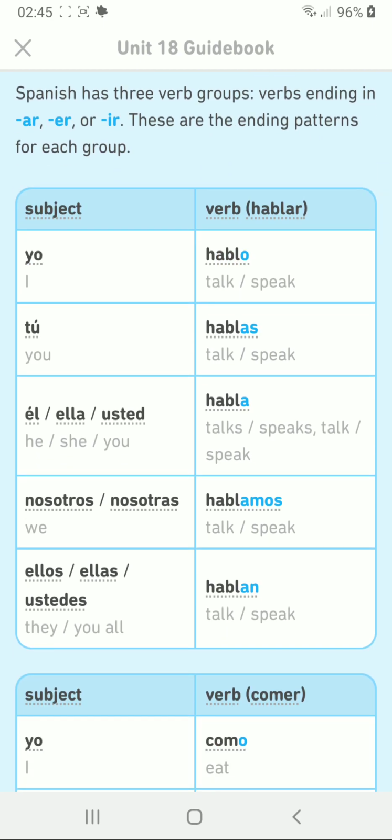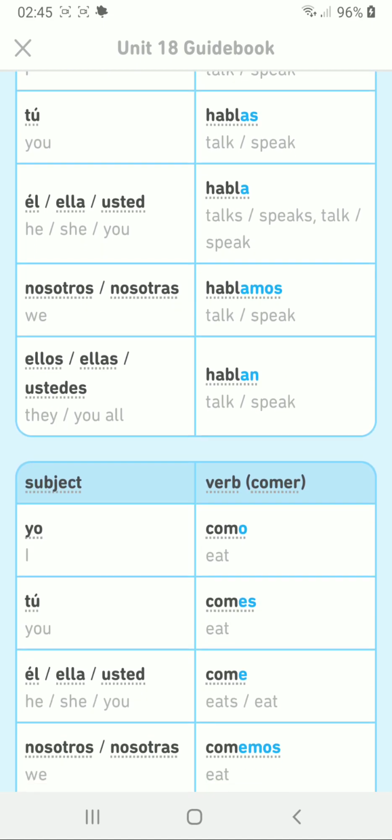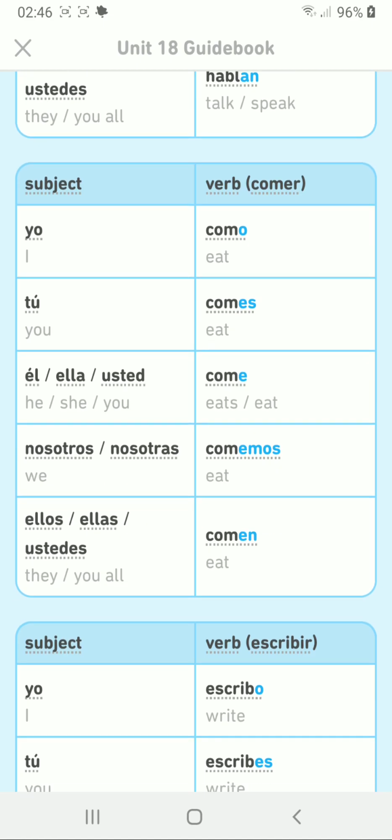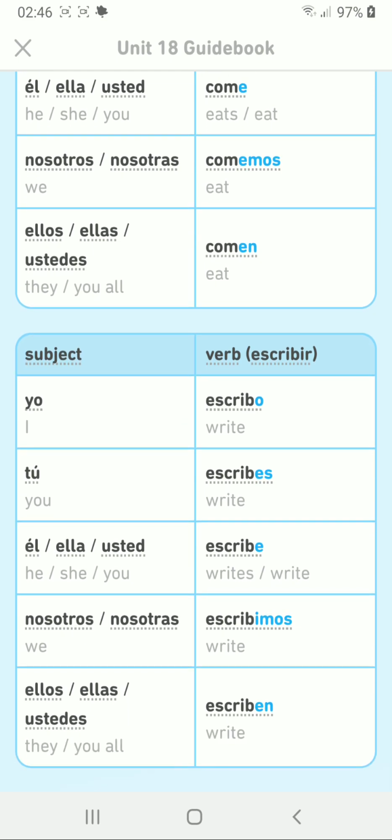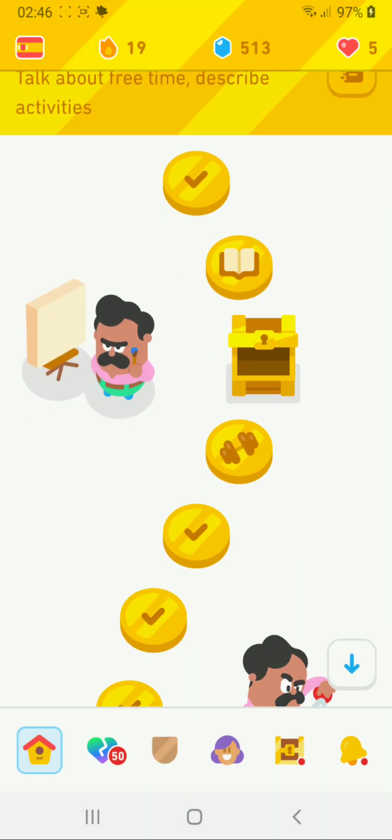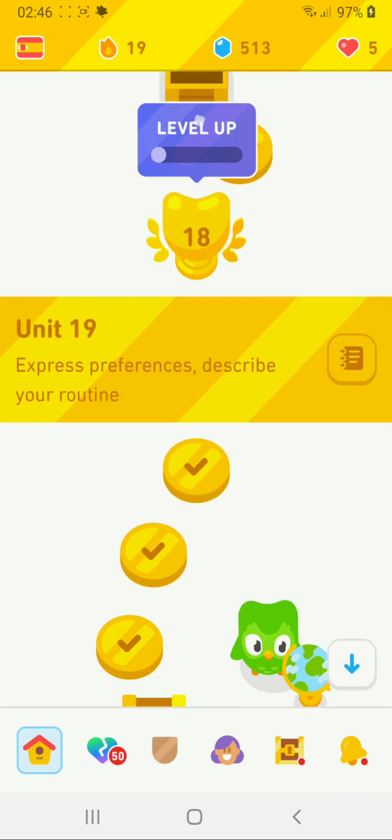So yo hablo, tú hablas, él, ella, usted habla, nosotros, nosotras hablamos, ellos, ellas, ustedes hablan, and comer, yo como, tú comes, ella come, comemos, comen, escribo, escribes, escribe, escribimos, escriben. So guys, this is very easy to understand because this is just conjugation. You have to learn it.